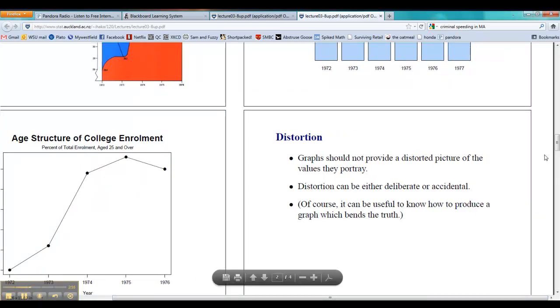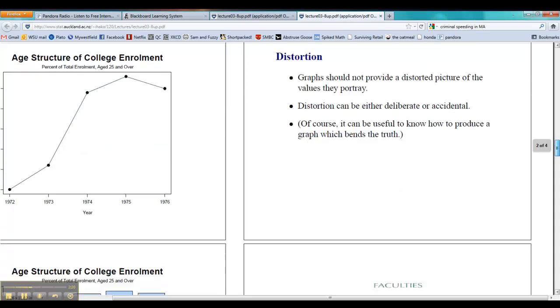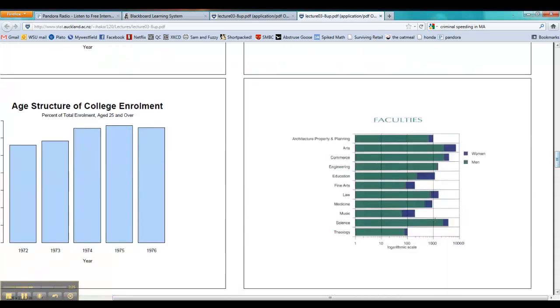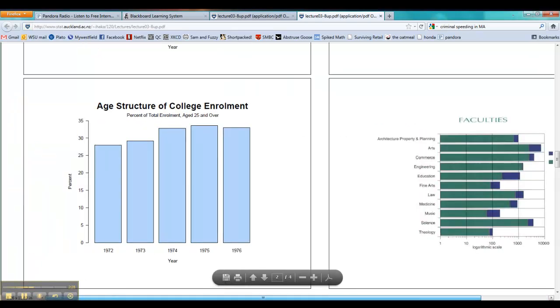Graphs should not provide a distorted picture of the values they portray. It can be deliberate or accidental. Like I said, unless you're trying to screw it up, you really should avoid these things.